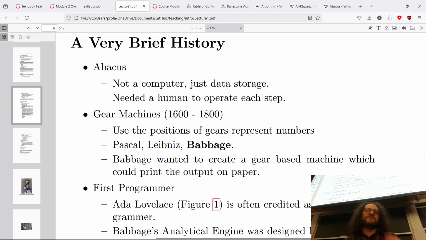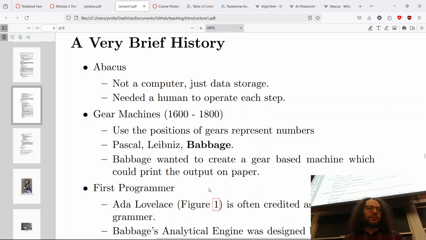Babbage is bolded because his specific idea was that he wanted to create a gear-based machine that could do mathematical operations. The places of each digit might be represented by the position of gears. And then because going through and reading the gears would be a pain, the output could get printed on paper automatically.